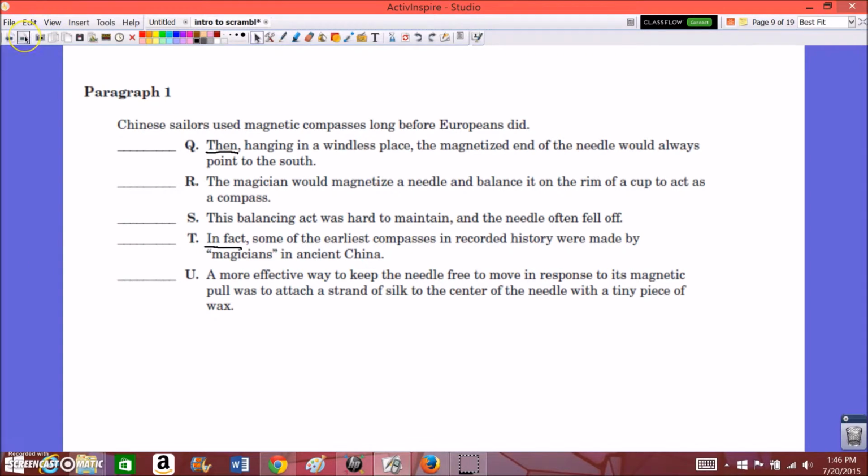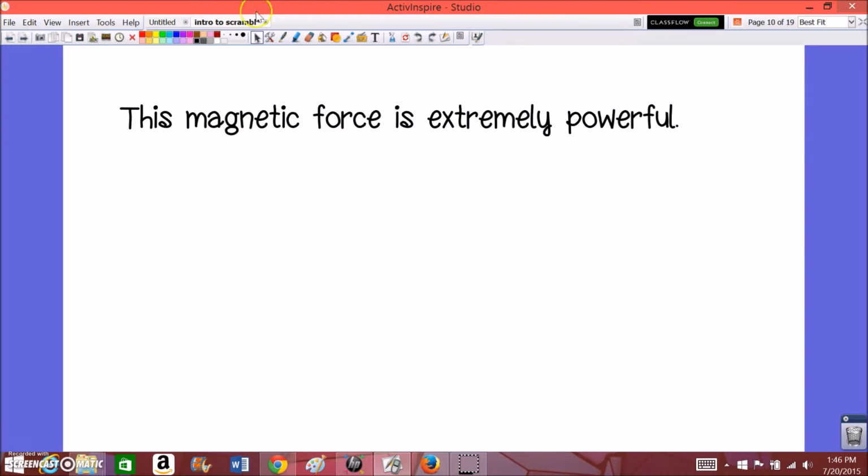All right, so what do I mean by that? Let me switch to just a random sentence right here to illustrate what I'm talking about. "This magnetic force is extremely powerful." When I read this sentence, I see that it begins with the pronoun "this." It's actually a pronoun phrase, "this magnetic force." And the first thing I think of as a reader is: what magnetic force?